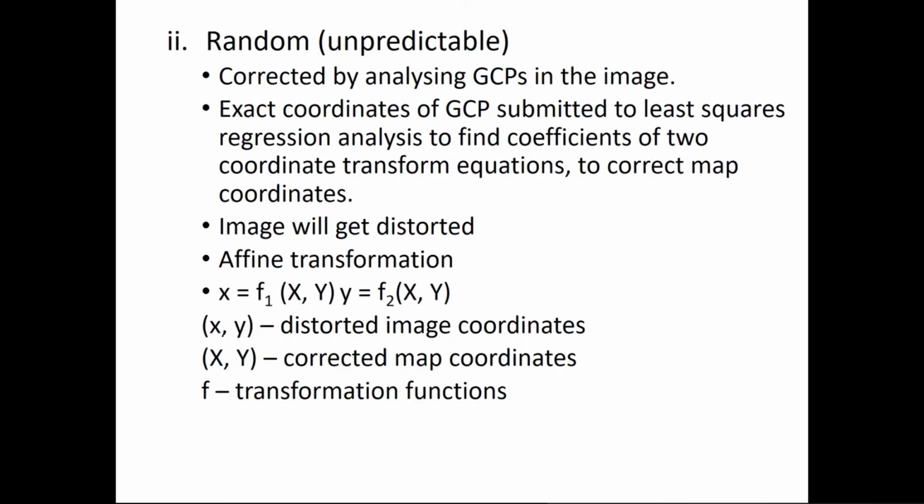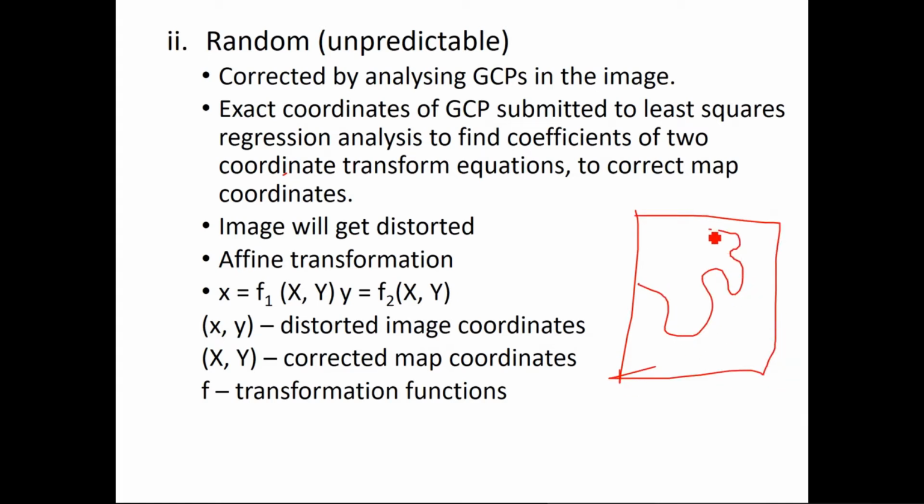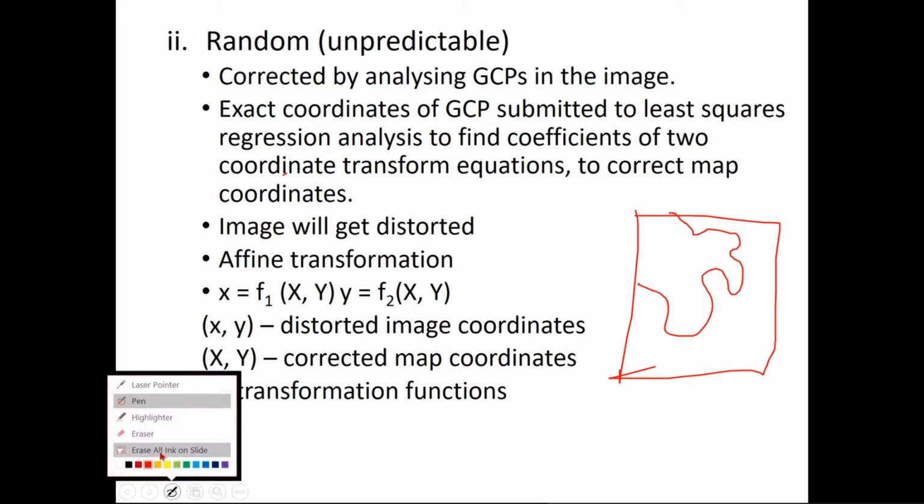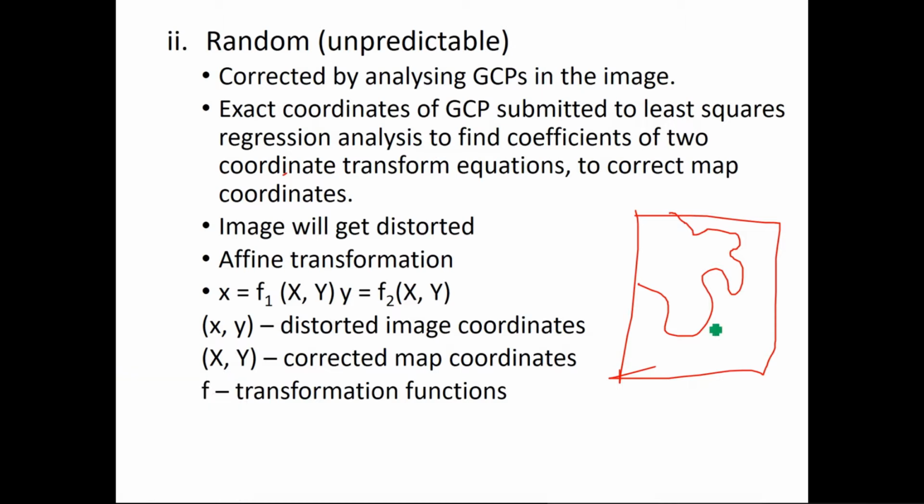Next one is the random or unpredictable distortion correction. That is carried out by analyzing the GCPs in the image. Suppose you have an image acquired, and suppose you have a landform in it. You identify a few GCPs in this area. Suppose you have identified 3 GCPs. This is 1, this is 2, this is 3. What are GCPs? Can anyone tell me? Yes, ground control points.